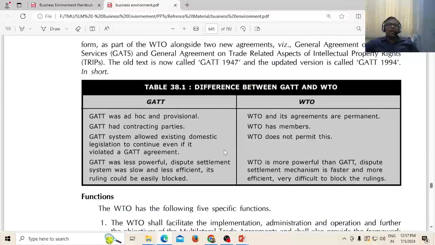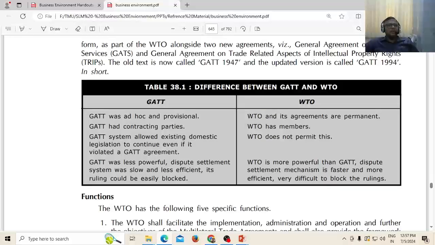as part of the WTO, alongside two new agreements, that is the General Agreement on Trade in Services, GATS, and the General Agreement on Trade-Related Aspects of Intellectual Property Rights, TRIPS. The old text is now called the GATT 1947 and the updated version is called the GATT 1994. Thus, the GATT was ad hoc and provisional. WTO has its agreement and is permanent. GATT has contracting parties. WTO has members.